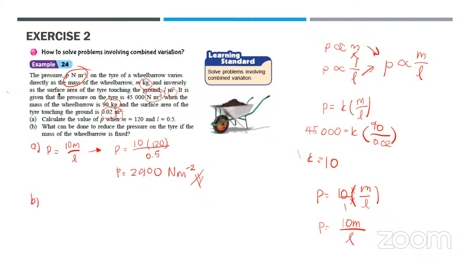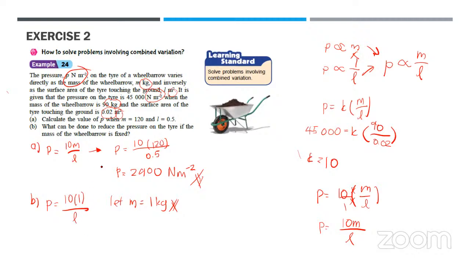So now let's look at B. What can be done to reduce the pressure on the tire if the mass of the wheelbarrow is fixed? I guess you can count this as a KBAT or a HOTS question. When they tell you that the mass of the wheelbarrow is fixed, it means the mass is a constant. So let's just say the mass is equal to 1 kg. So the mass stays constant and then you divide it by L.